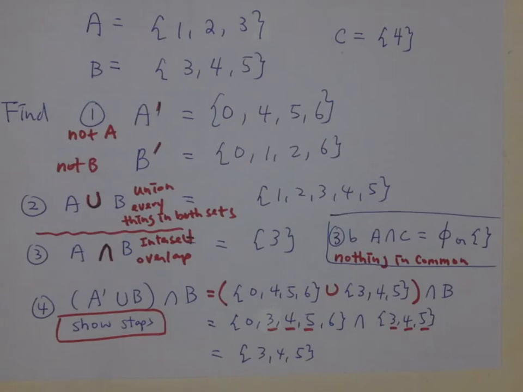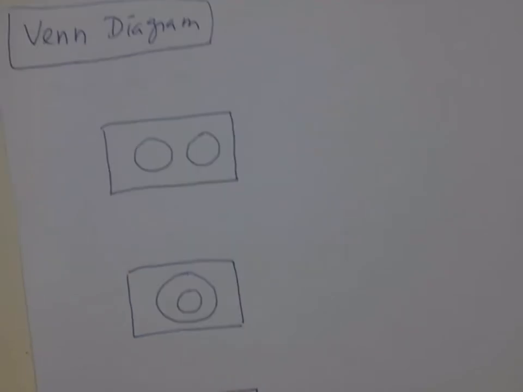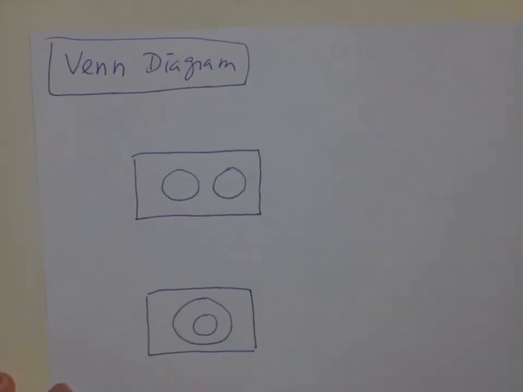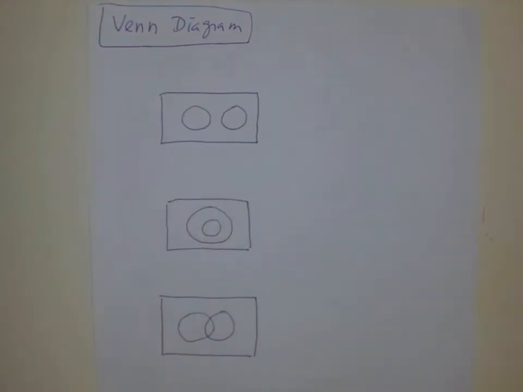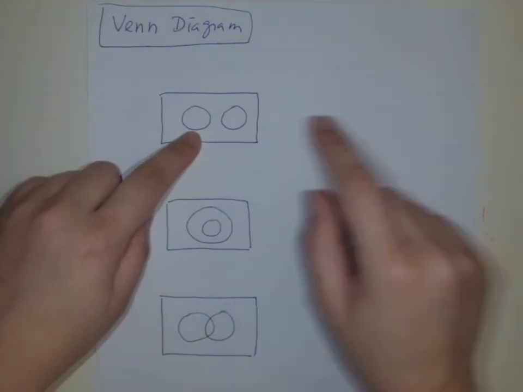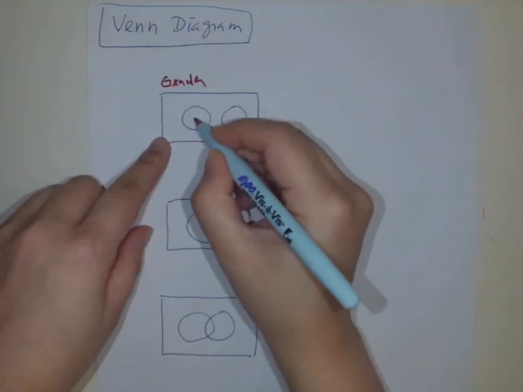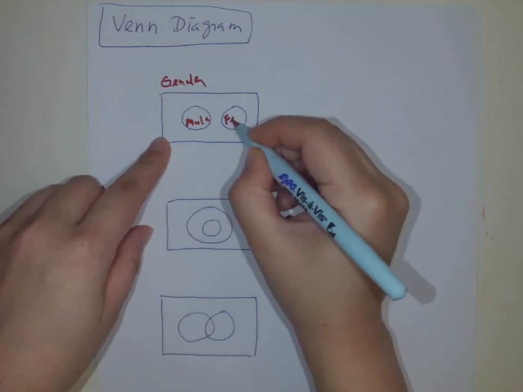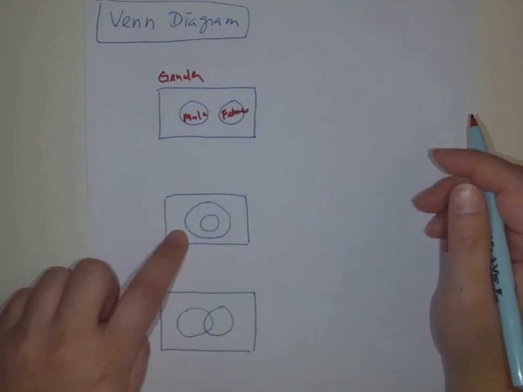So the next topic we want to talk about is Venn diagram. So again, we're going to introduce you with a little bit of information about Venn diagram. So let's see. You may want to take a minute and write this down. So we're just starting with two sets. So the first set, you have two things that have nothing in common. Maybe I can say gender, and I have males and females. Although nowadays it's a little bit more confusing.